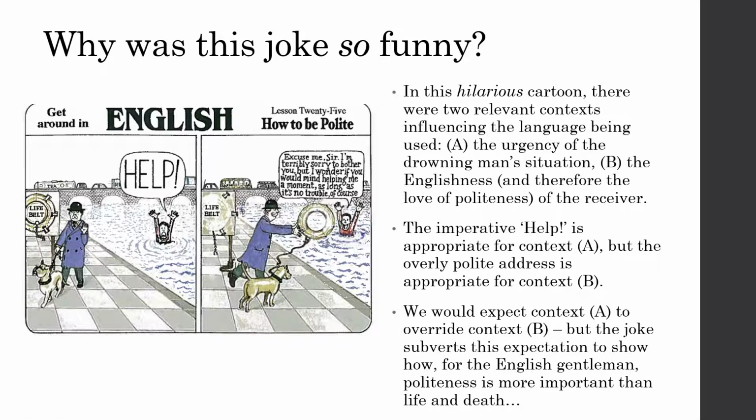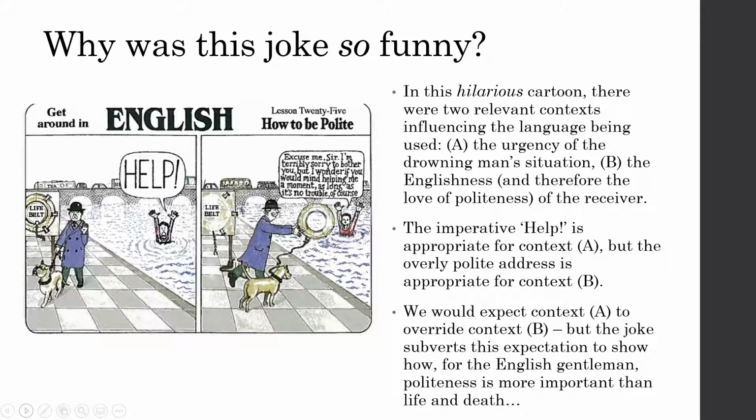So let's have a look at this cartoon and let's examine exactly why this joke was so hilariously funny. There were two contexts influencing the joke in this section. The title will have established that this was something about how to get around in English, and the Englishman there, you can see, is presented as a kind of stereotypical Englishman. He has a bowler hat and a bulldog, and there's a lorry load full of tea going over the bridge. So there's two contexts. One is the urgency of the drowning man's situation, and the second is the Englishness of the person who potentially could save him.